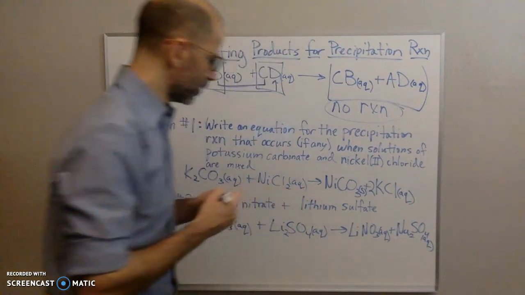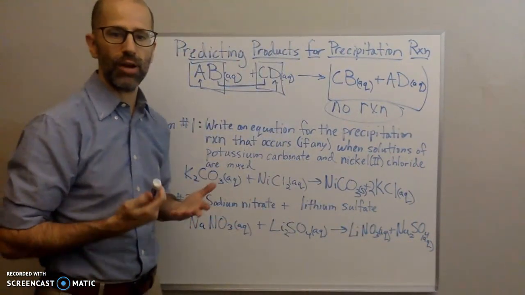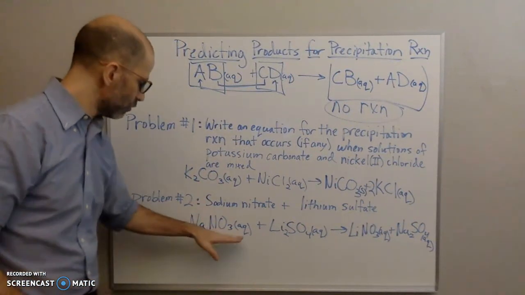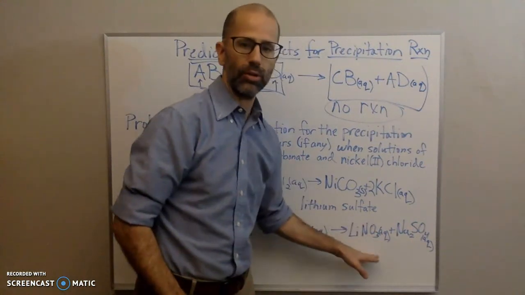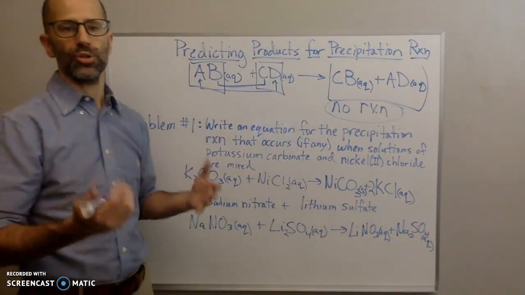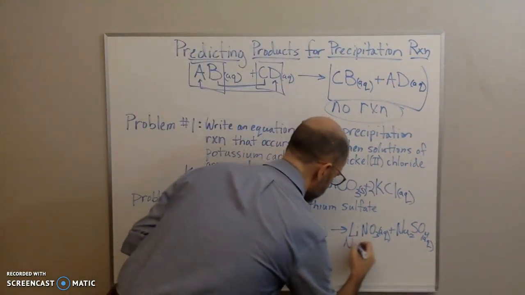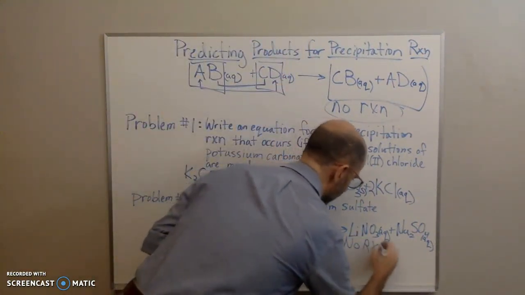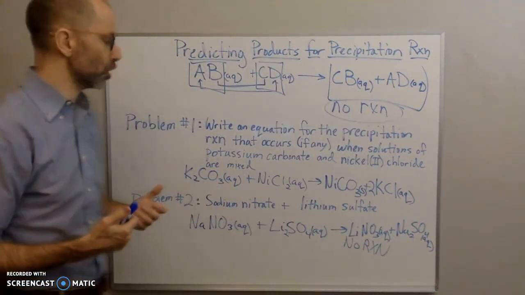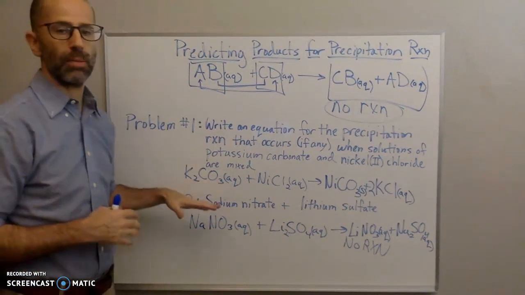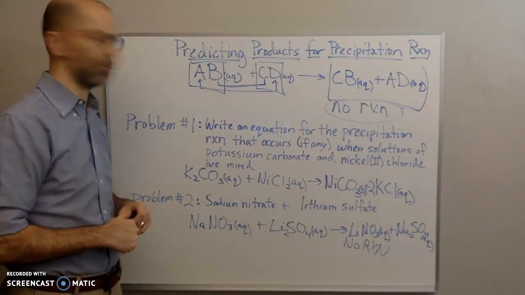So both of these are aqueous, meaning I just have ions floating around in solution. So I've gone from ions floating around in solution to ions just floating around in solution. Nothing's coming together, so there's no reaction. No products are being formed. So I write no reaction. And that's how you use your solubility chart to determine whether or not you get a precipitate in this particular example.